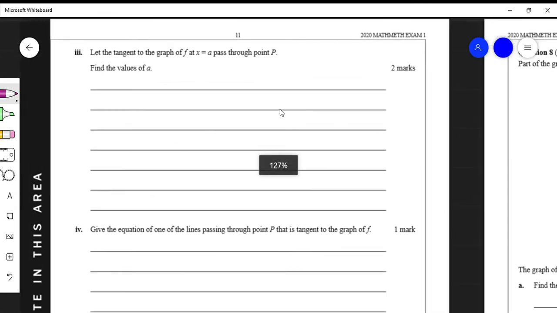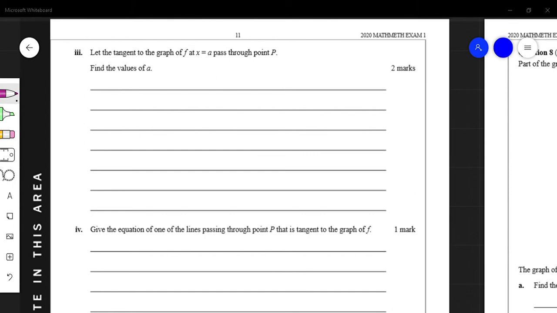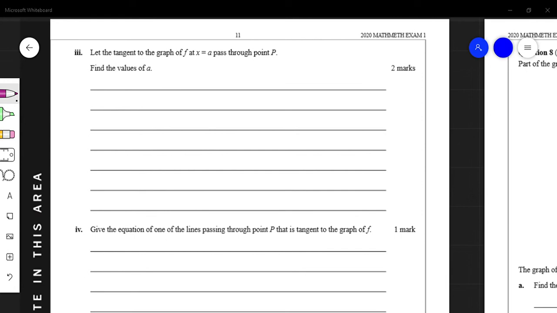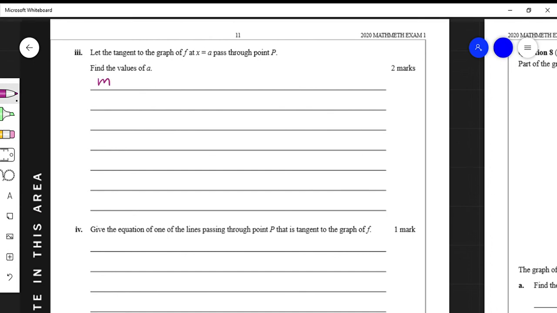So we're letting the tangent pass through point P, and we want to find the value of a. So what we need to find, okay, so if the tangent to the graph of f at x equals a passes through the point P, then you can think of it as the gradient of the tangent equals the gradient of Q to P.